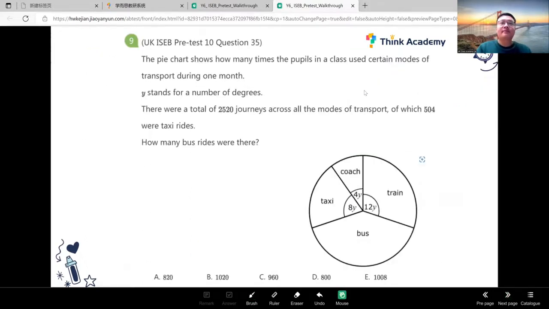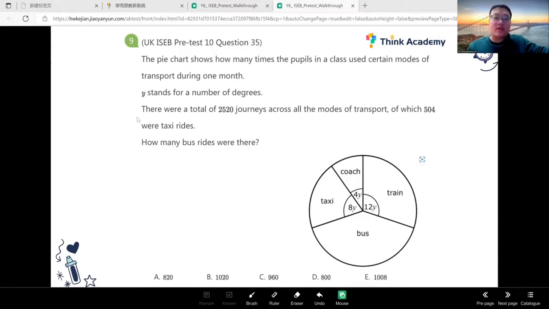Next question. Let's see, the pie chart shows how many times the pupils in a class used certain modes of transport during 1 month. Y stands for a number of degrees. And there are a total of 2,520 journeys across all the modes of transport, of which 504 are taxi rides. How many bus rides are there?